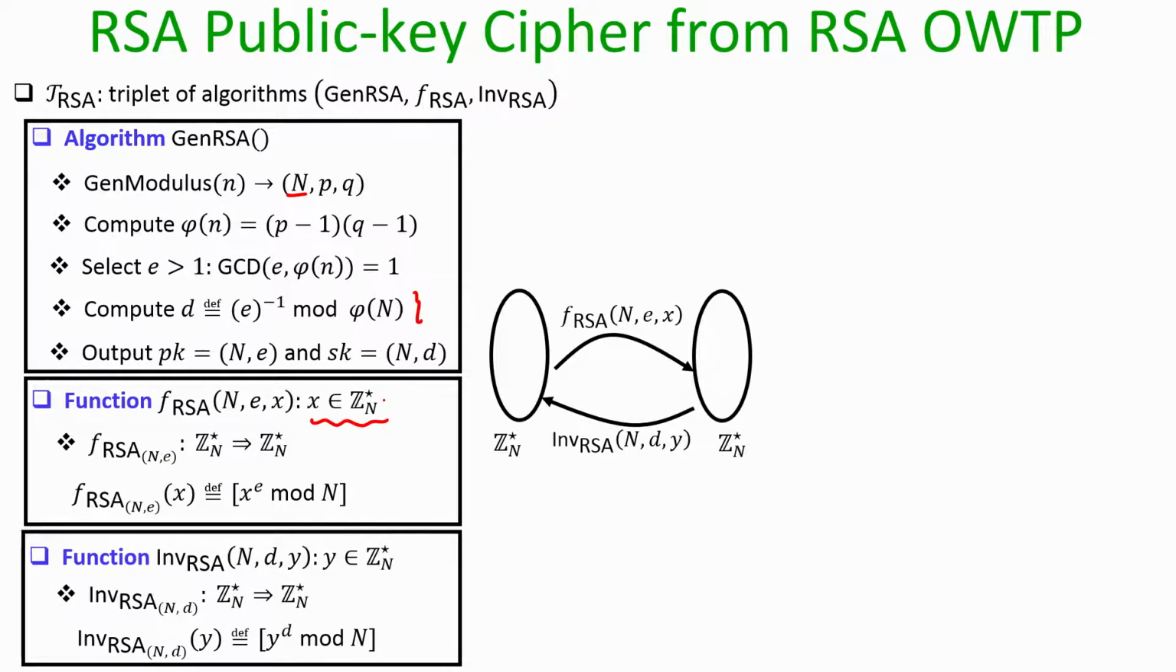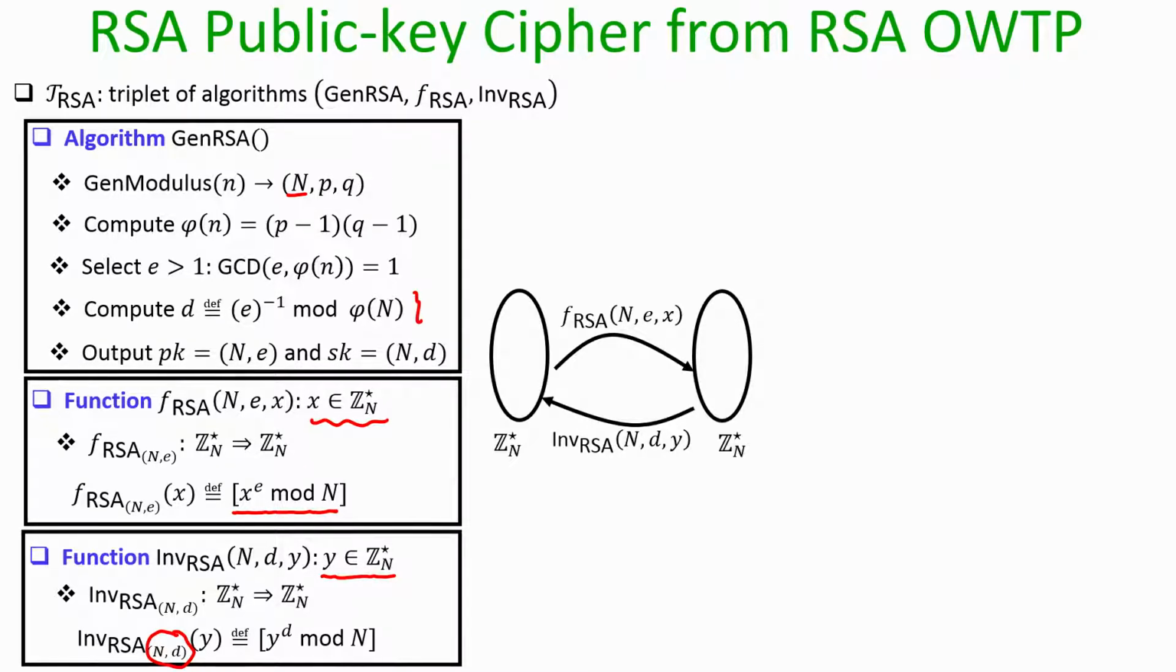The RSA function, which takes an input little x from the set Zn star, is computed as follows. To evaluate this RSA function using the public key (n, e), we output x to the power e modulo n, and x to the power e modulo n will also be an element of Zn star. On the other hand, if we want to invert the RSA function on some input y belonging to Zn star using the secret key (n, d), then we output y to the power d modulo n. So, that is the RSA one-way trapdoor permutation scheme.